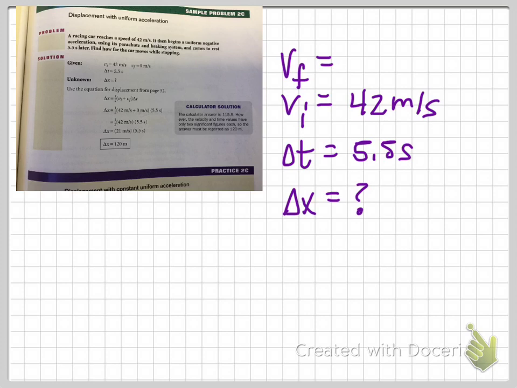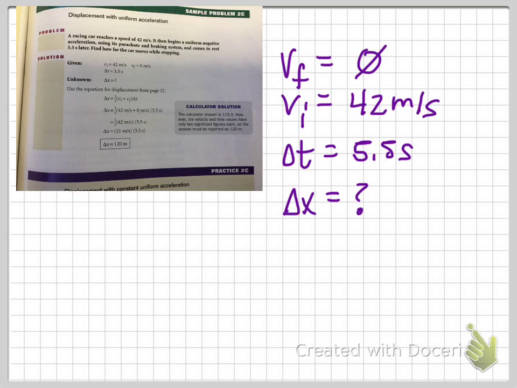Okay, 5.5 seconds per time, sorry. So what's the final? 0. Zip, zilch, nada. So obviously we're going to use the equation that we've got because it's the one that ties together those four things. Pretty soon you're going to have four different equations, and you're not going to know which one to use.